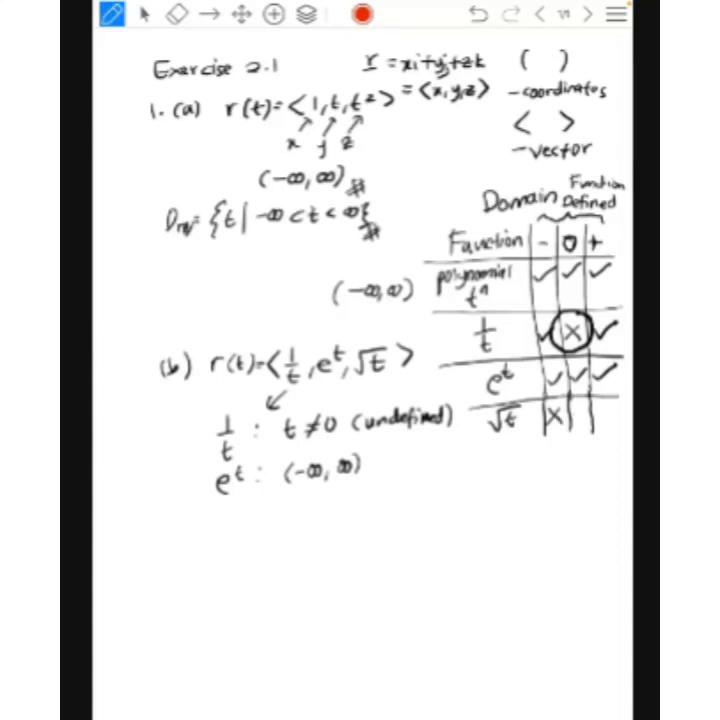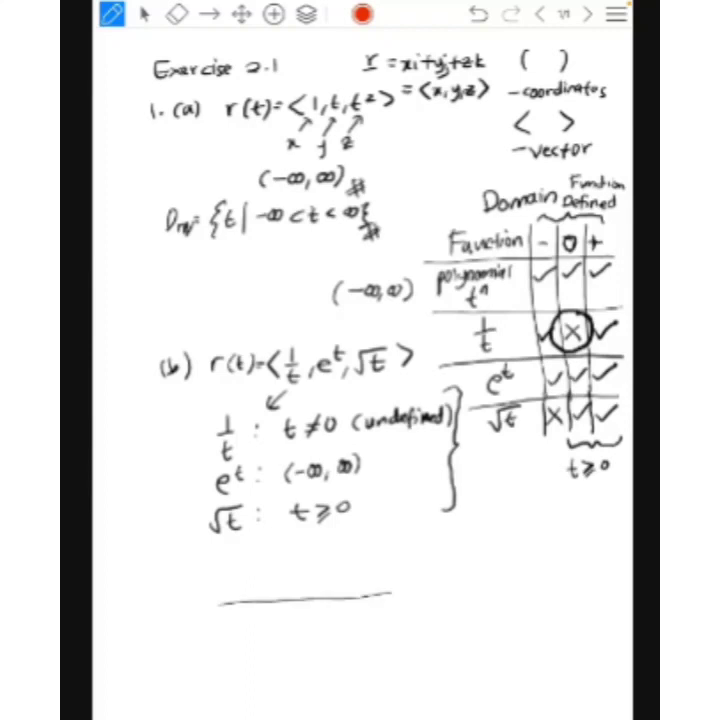Square root is defined at 0 and for positive values. So if it's only defined on 0 and positive, it means your t must be greater than or equal to 0. So for square root of t, the t must be greater than or equal to 0. So you combine all these three.